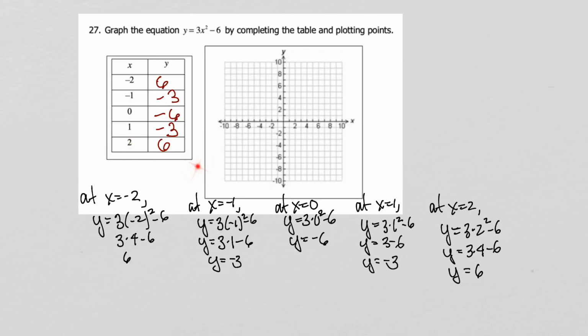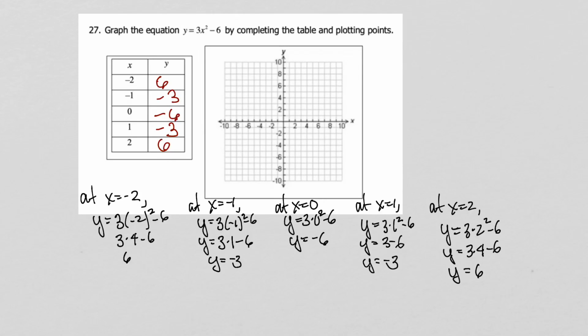And what about the 2? Over here, when x is 2, we'll put a 2 in for x. 2 squared is 4. 12 minus 6 is 6. We'll put a 6 to go with that 2. Now, what remains is to plot these points.